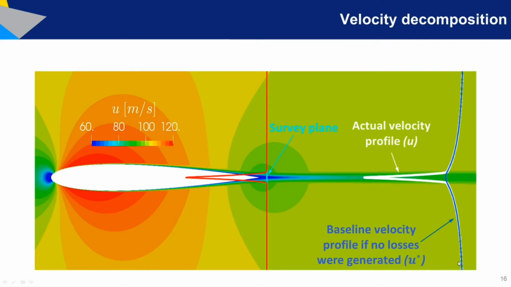A first component here in blue gives me the baseline velocity profile if no losses were generated, and this is called isentropic velocity and is symbolized with the U star parameter. Basically, this gives you the velocity distribution without taking into account the losses due to the boundary layer, for example, the viscous losses. Since there are theoretically no losses, this peak here will no longer exist, and the velocity distribution will just keep crossing across the wake as if nothing would happen.